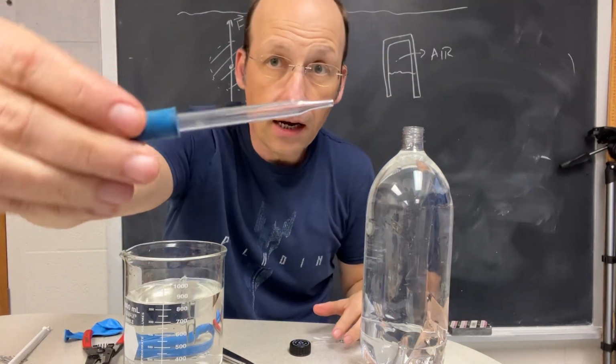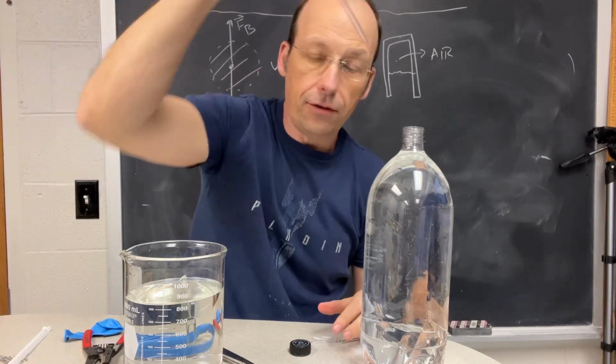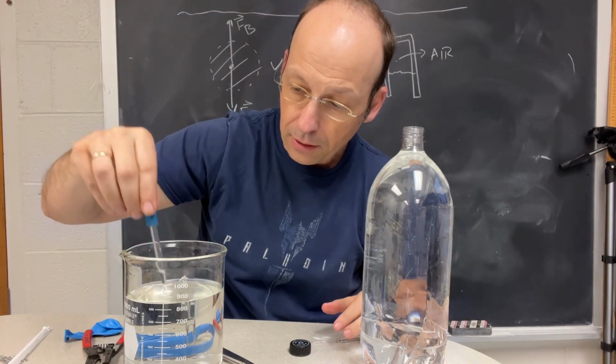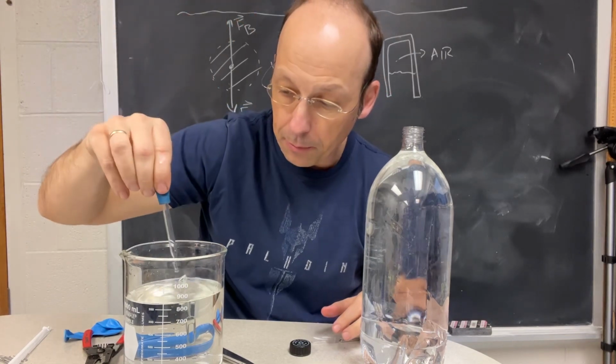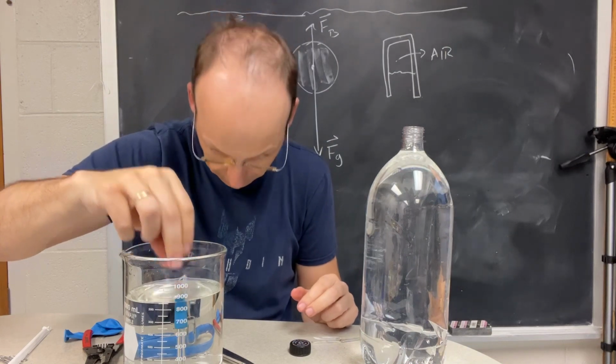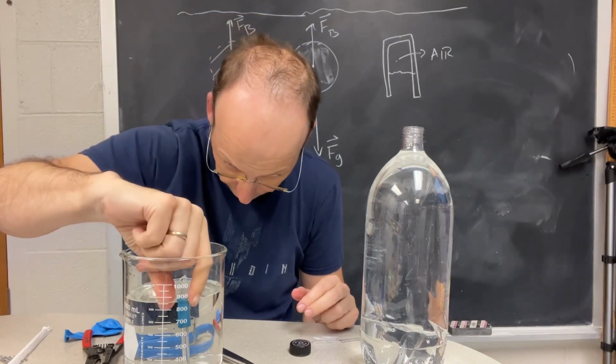This is a glass eyedropper. You can use this too. So first I want to fill it with some water, right? Like that, maybe a little bit more. And I'm gonna put it in my tester. And it looks like it's floating pretty well.